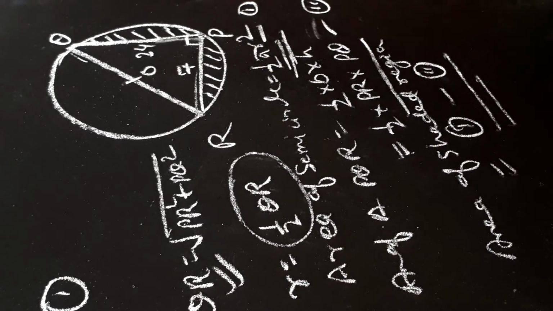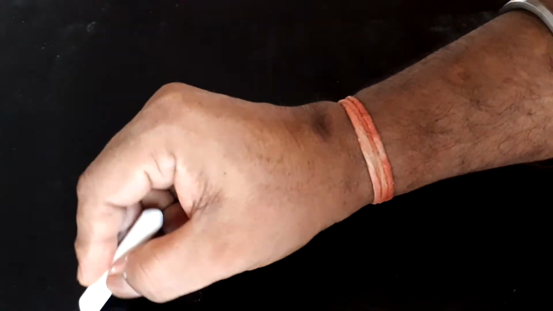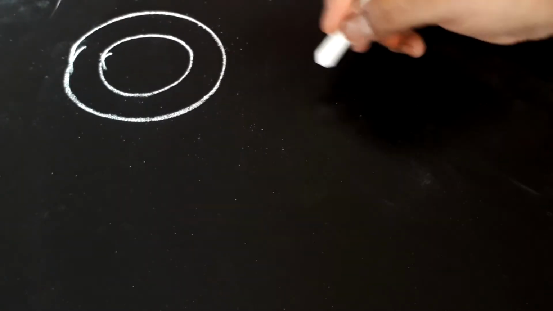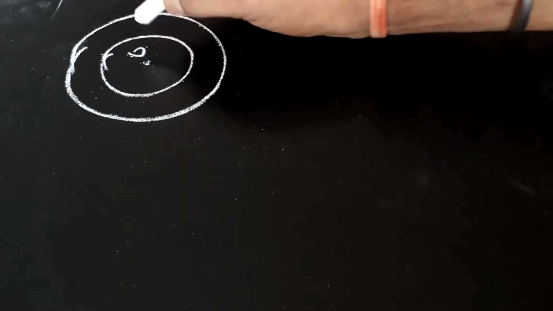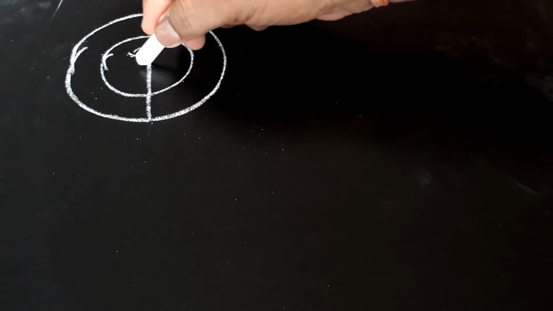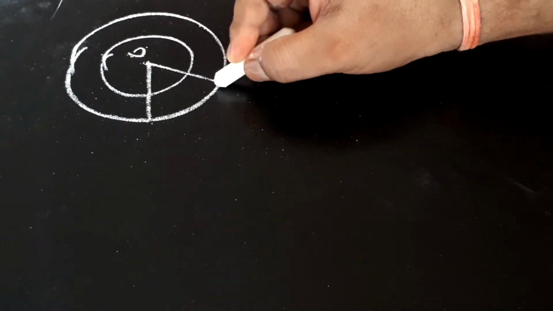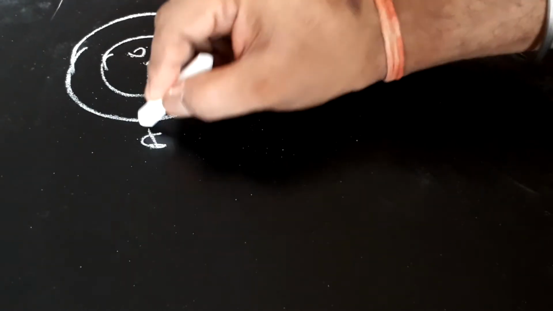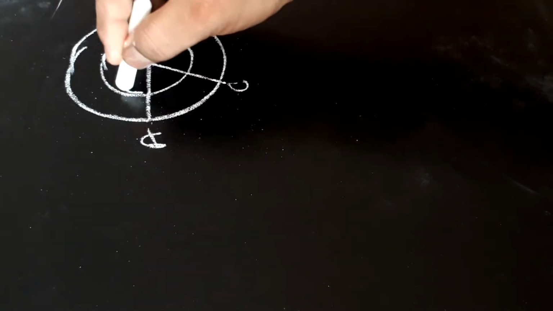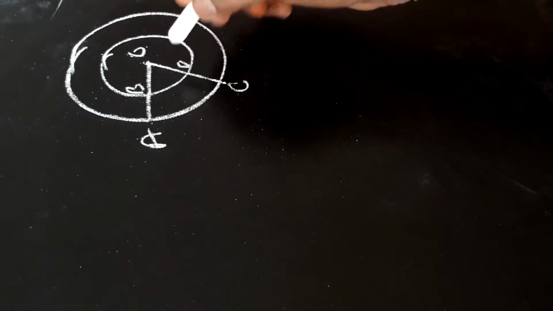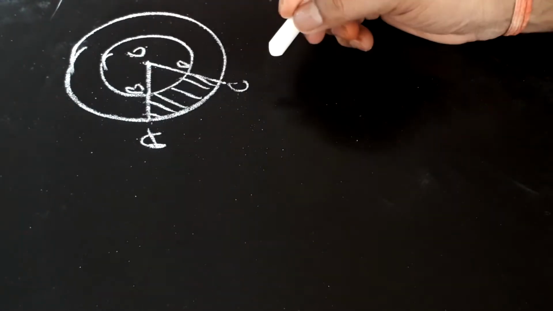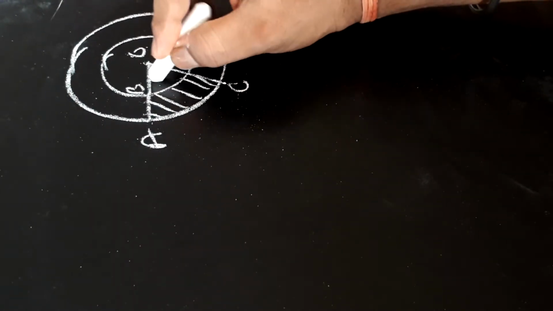Now let us see question number 2. Question number 2, the figure is like this. We have two concentric circles, one and the other circle is this. We have a center O here, with two radii of the larger circle with points A, C here, B here and D here. We have to find the area of this shaded region, and it's given this angle is 40 degrees.